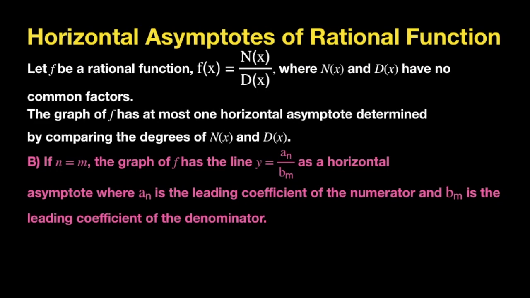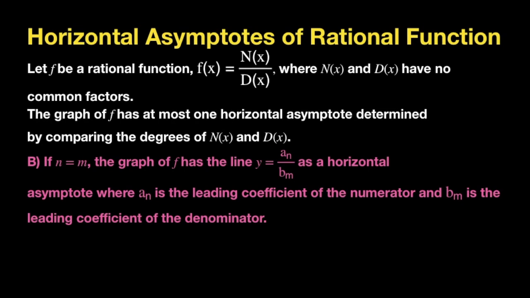The second case is when n is equal to m. So if the degree from the numerator and the degree from the denominator are the same, then what you're going to do is get the leading coefficient of the numerator and divide that by the leading coefficient of the denominator. And I'll give you an example right here.